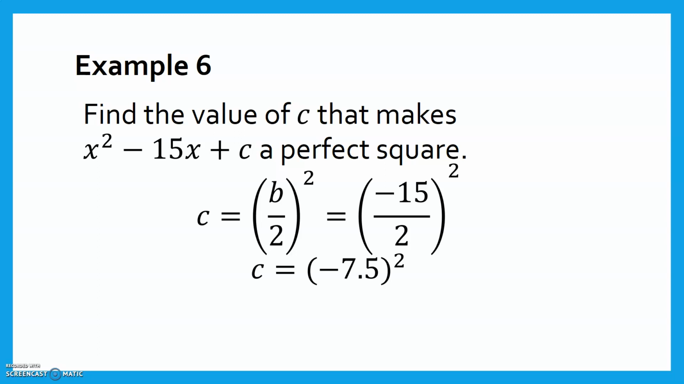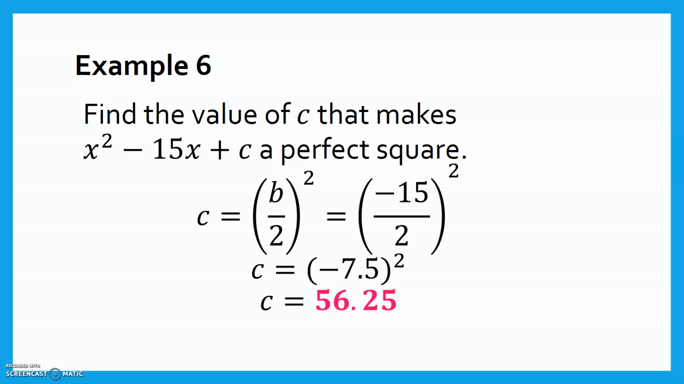If you're just doing negative 7.5 times negative 7.5, make sure you have your negative on both of them. And when you do the math, you get 56.25. So c equals 56.25. This is all I'm going to have you practice today.